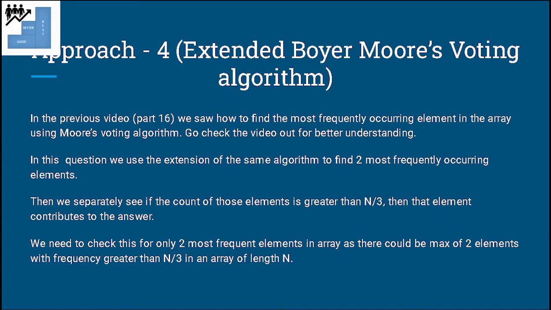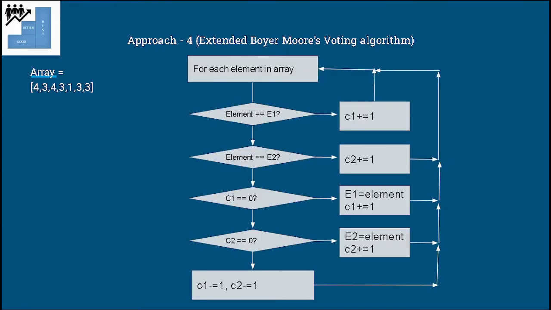and then we'll check the number of occurrences for those two elements in the array, and if the occurrences is greater than n by 3, then we include them in the answer. We need to do this only for two elements because there cannot be more than two elements with frequency greater than n by 3 for any given array. So let's understand the algorithm.